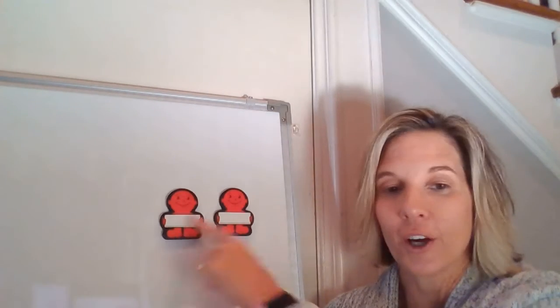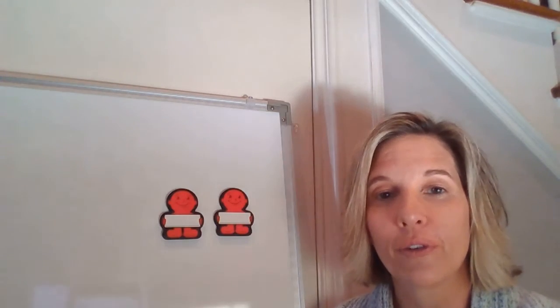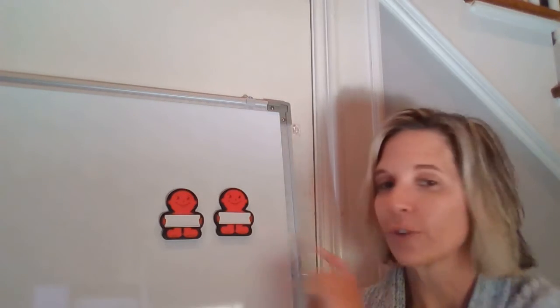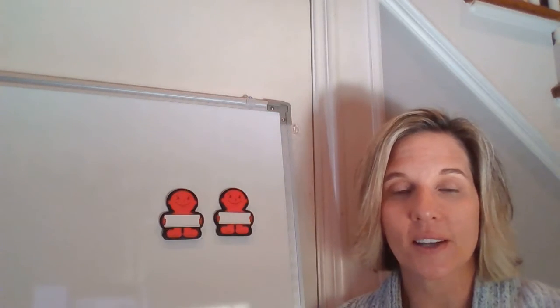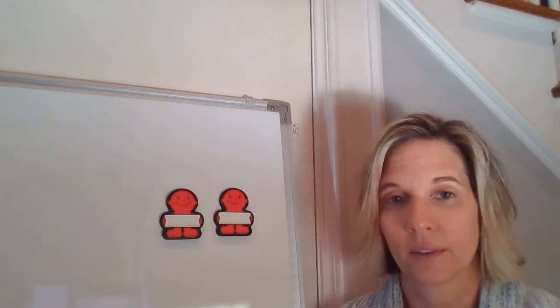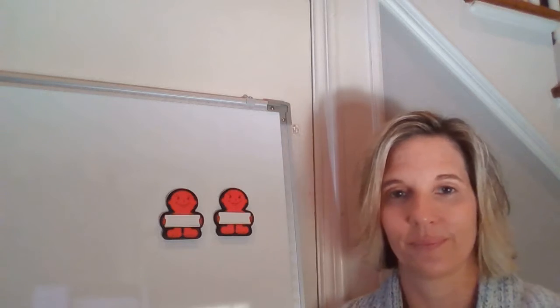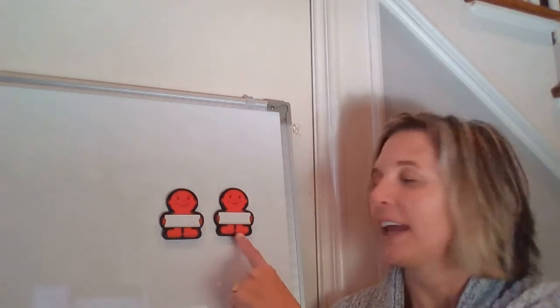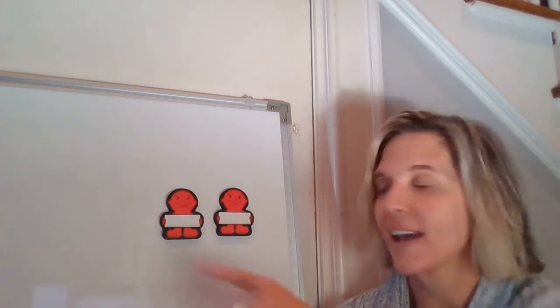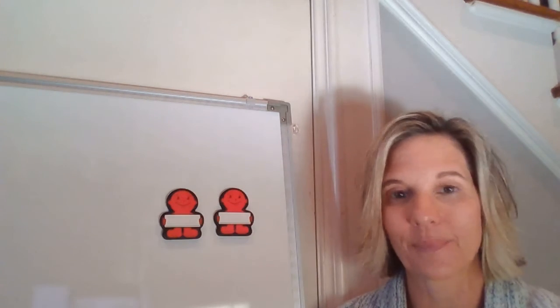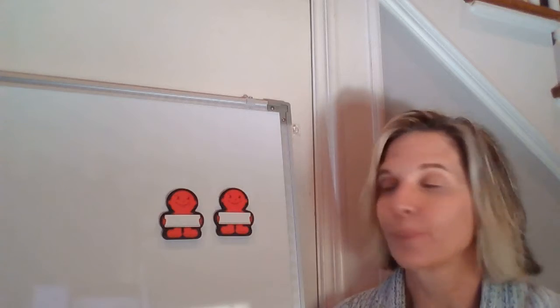Let's say this guy over here, he's the sound F. Say that. F. And then this one over here, he's going to say the rest of the word. Ish. Say that with me. Ish. F. Ish makes fish. Did you hear that? Awesome. Let's try a different word.